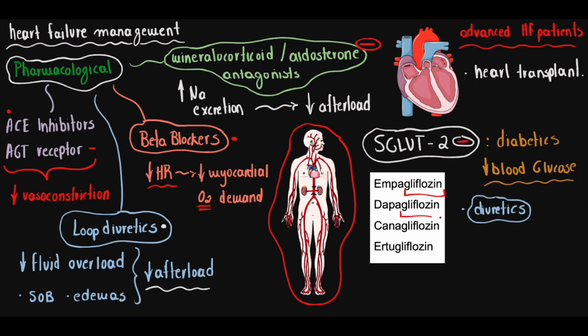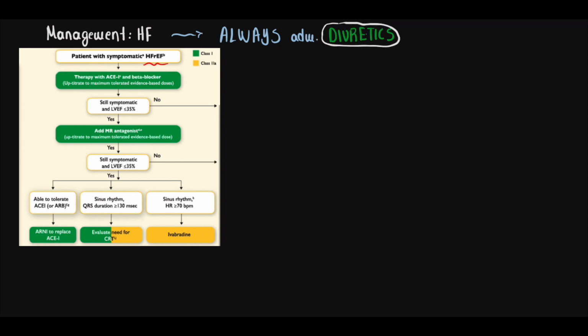Empagliflozin, dapagliflozin, canagliflozin, ertugliflozin. This right here is a very important graph for the management of heart failure, specifically heart failure with reduced ejection fraction. First of all, before going on with the categories, we need to know that we always administer diuretics. It's done for symptomatic relief. So firstly, we always administer diuretics.